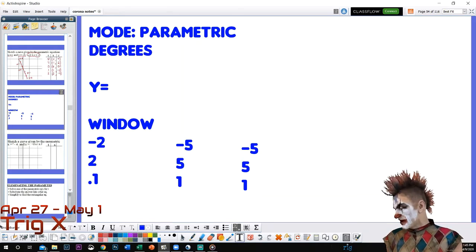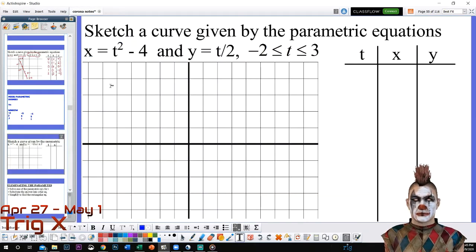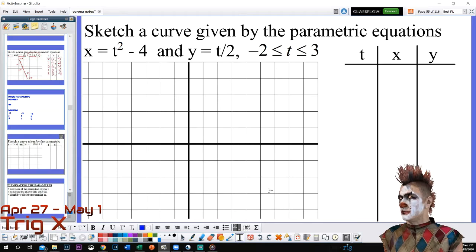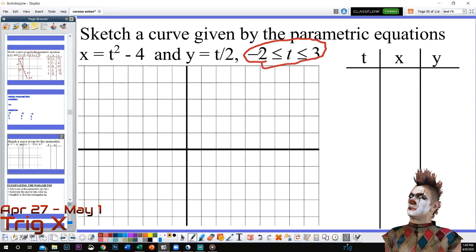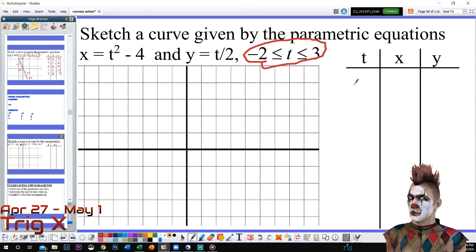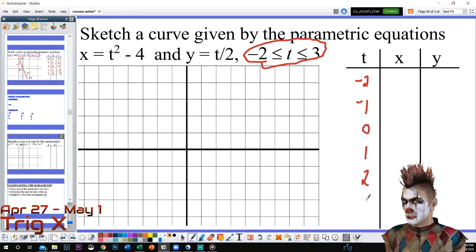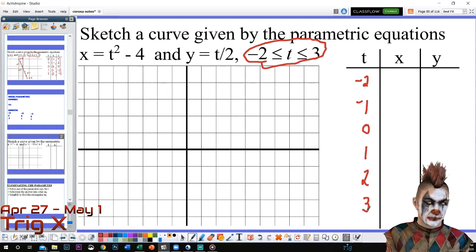Alright, so next let's do another one. This time we'll let you either do it in the calculator or by hand. It is up to you. It's not too tough to do this one by hand, so I'll do it by hand. This time it tells us that our time frame is between -2 and 3. So I'm putting in -2, -1, 0, 1, 2, 3.